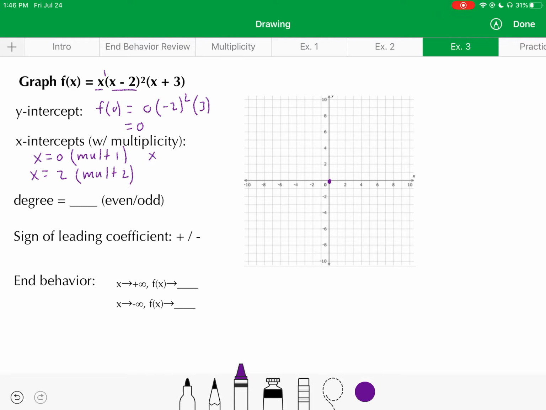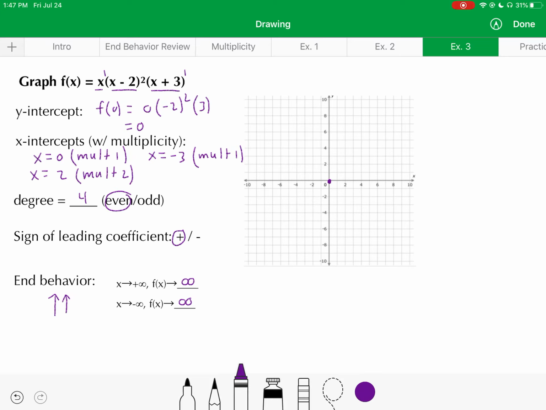And then final x-intercept would be off of this factor, x equals -3. Its power is 1, so multiplicity 1 here. Add all your multiplicities up to give you your degree. That's 4, which is even. And then your leading coefficient here is positive. Okay, so that's going to make your end behavior up, even degreed function with positive leading coefficient. So we're heading in the positive direction on both ends.